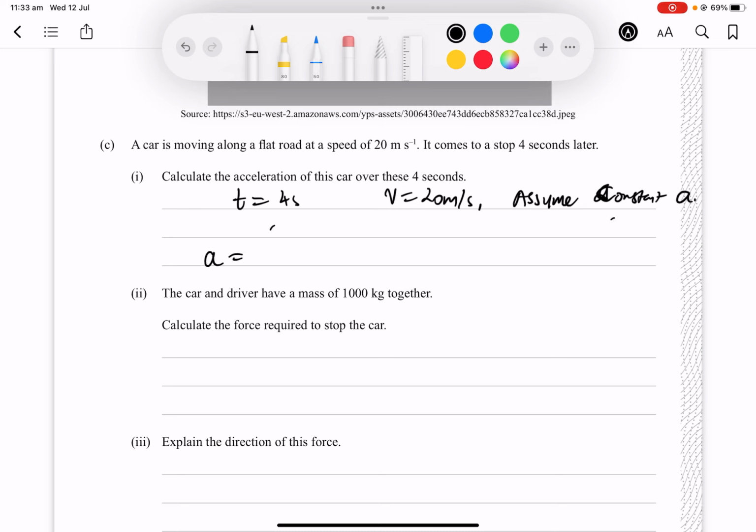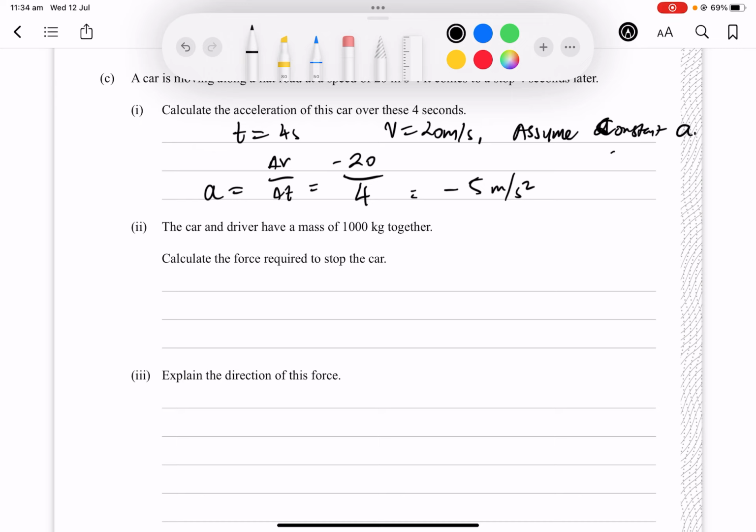So the acceleration is going to be the change in velocity over the change in time, which is going to be negative 20, losing 20 meters per second of speed in 4 seconds. So this will be an acceleration of negative 5 meters per second squared. The negative 5 indicates that this is a deceleration. So this could either be an acceleration of negative 5, or a deceleration of positive 5. Either one of those is okay. So acceleration is negative 5 meters per second squared.